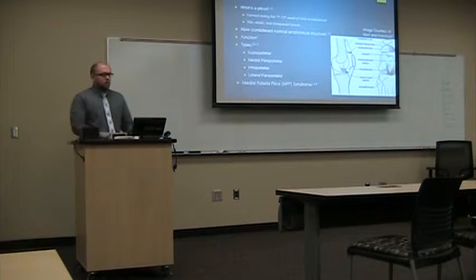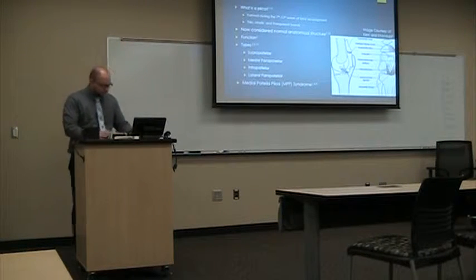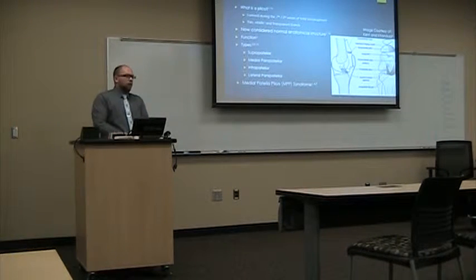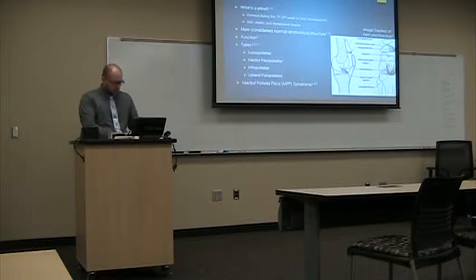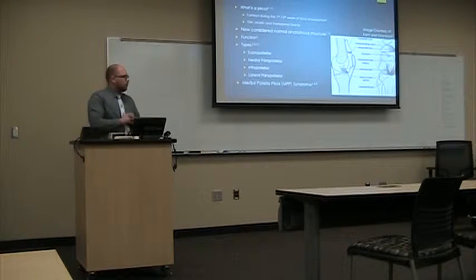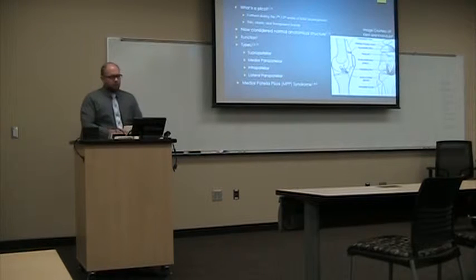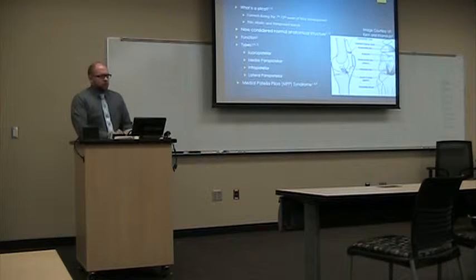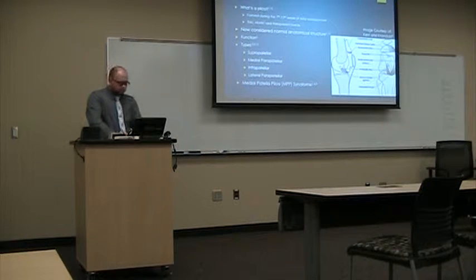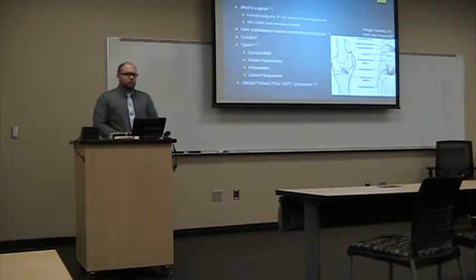To describe exactly what a plica is, it is an inward fold of the synovial membrane within the knee capsule joint. There's a theory that's widely accepted that it is formed during the 7th to 12th week of fetal development. The knee develops in 3 parts: the medial, the lateral, and the suprapatellar.